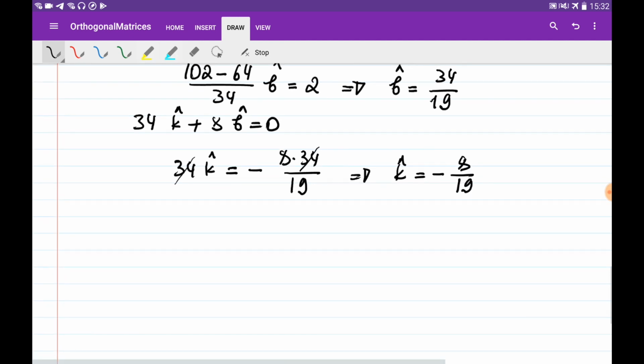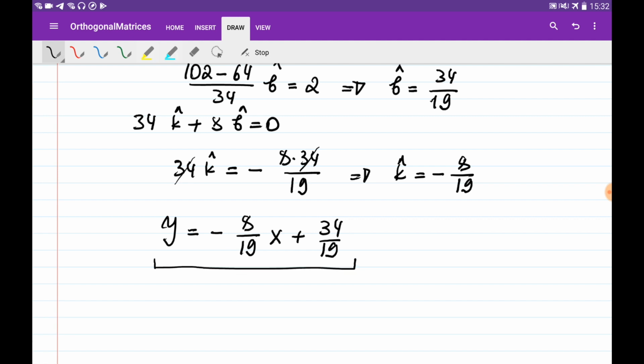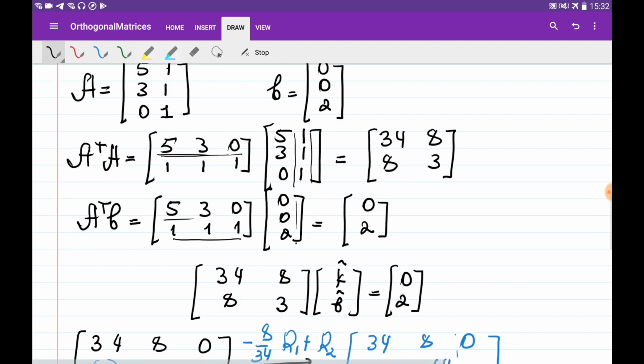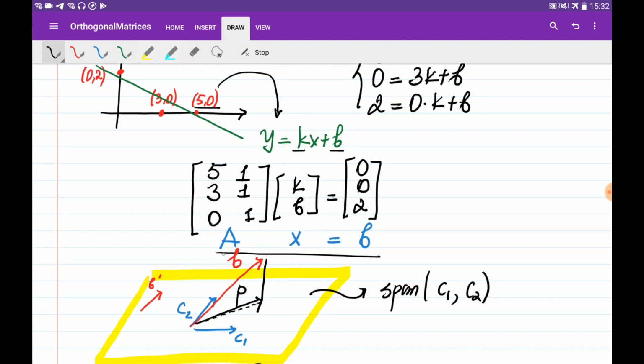So the equation of the line which is going to pass through the 3 points in the best way is going to be minus 8 divided by 19 x plus 34 divided by 19. So this is going to be the least squares approximation for this system of linear equations.